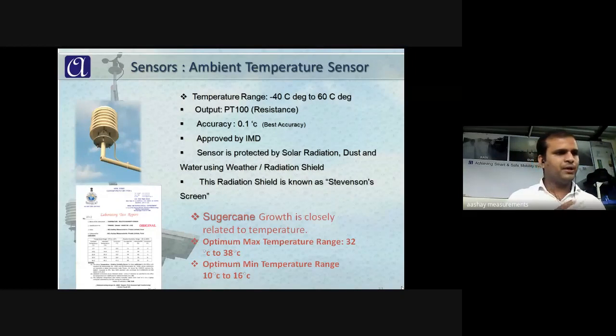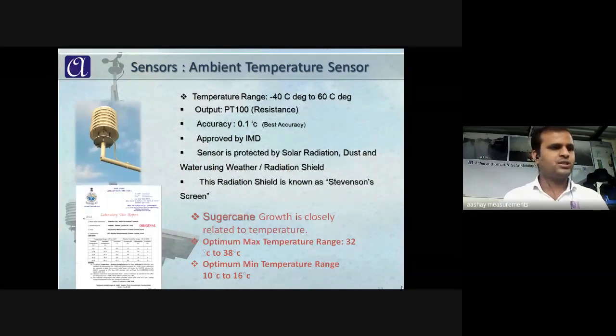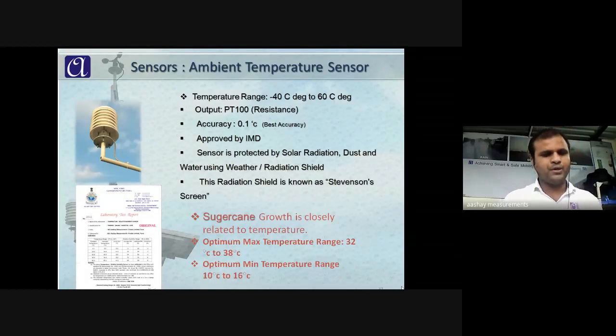And for this temperature sensor, we are glad to tell you that we have achieved 0.1 degree centigrade accuracy, which is the best accuracy, better than Class A accuracy, and these are certified by IMD. And this temperature sensor range is -40 to +60 degrees centigrade, so we can use it in all operating temperatures.